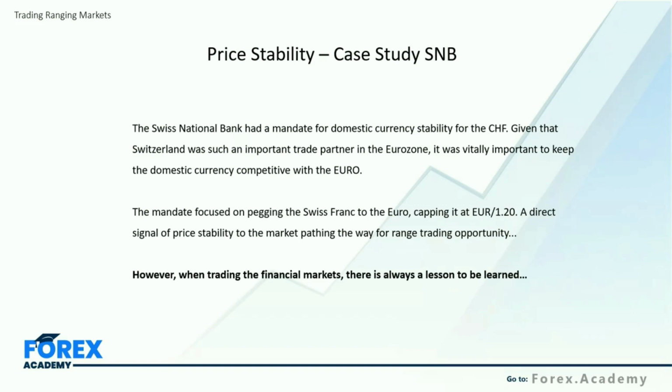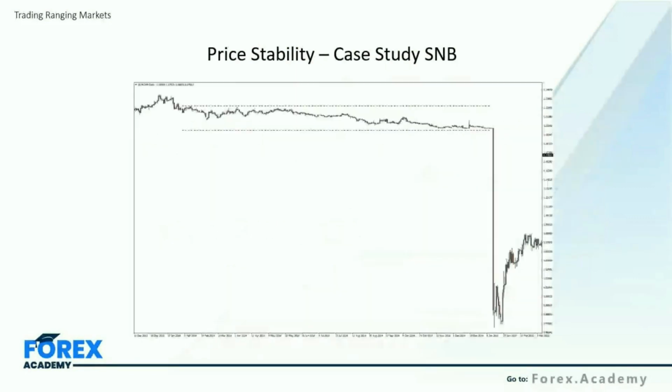So what would you do if you're looking to trade these opportunities? Well, if there's a big price increase or decrease away from 120, you'd be looking to fade these moves. Now, what we see is a long-term price structure in and around the 120 to 122 mark, where we see range trading going for such a long period of time. However, a point I would like to make is when trading the financial markets, when range trading in particular, there is always a lesson to be learned.